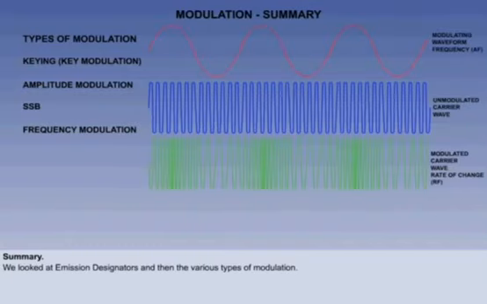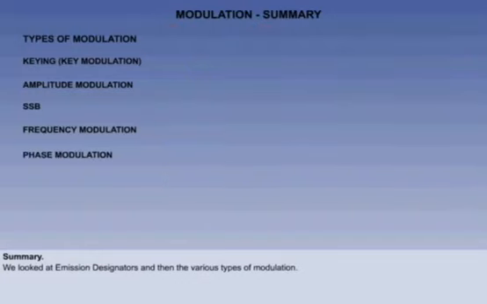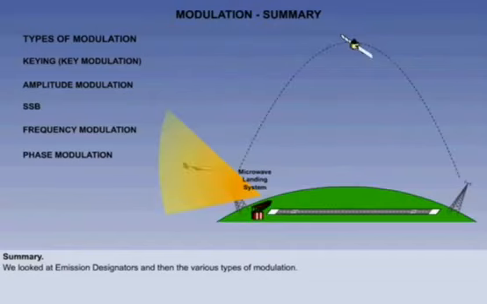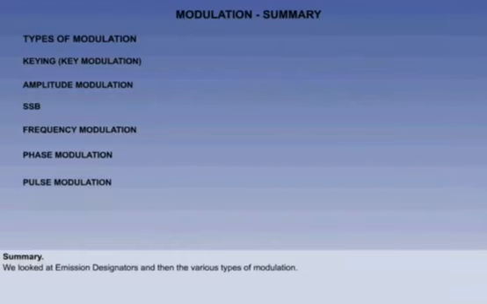Phase modulation can be either analog or digital. Phase modulation offers superior noise and interference rejection and enhanced immunity to signal fading. It is used in microwave landing systems and GPS. And finally, we look briefly at pulse modulation. This is used in radar and data link systems.